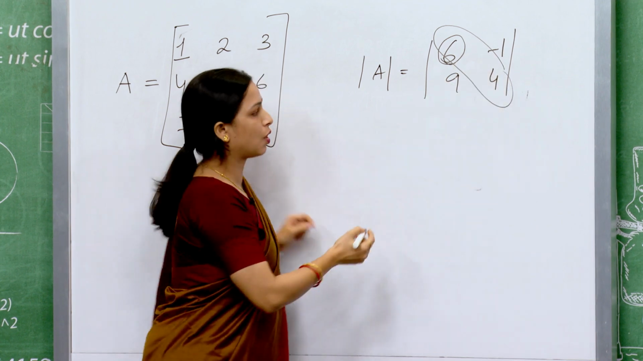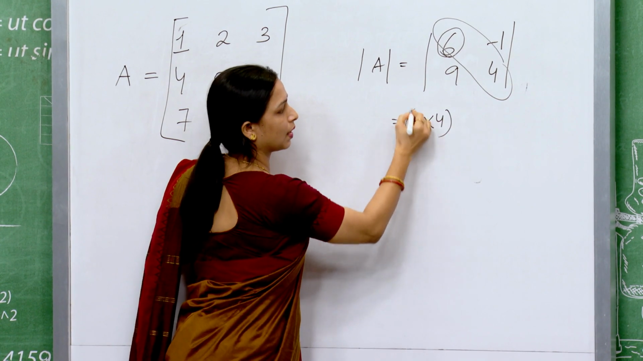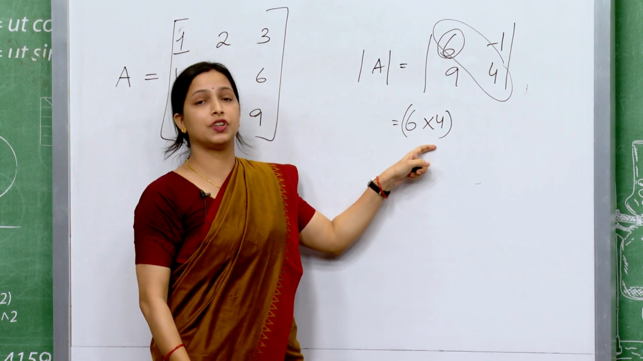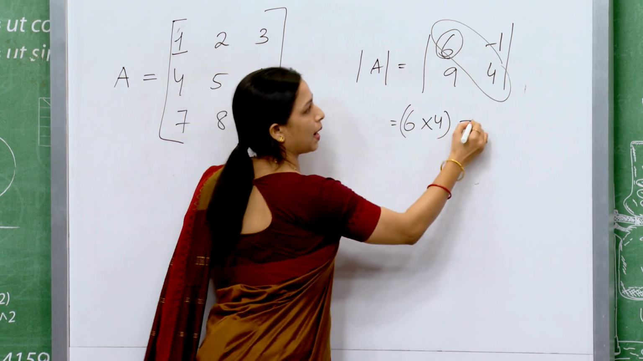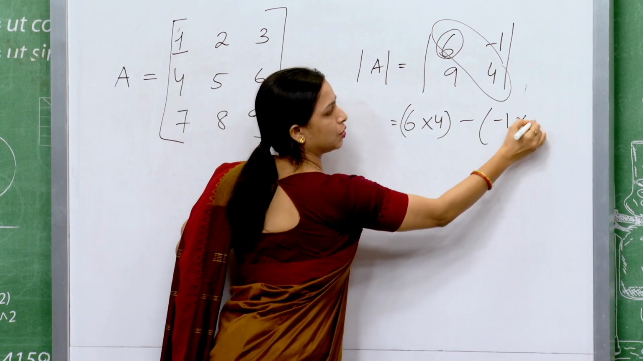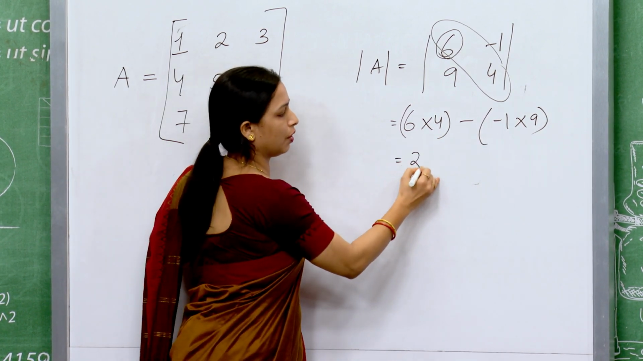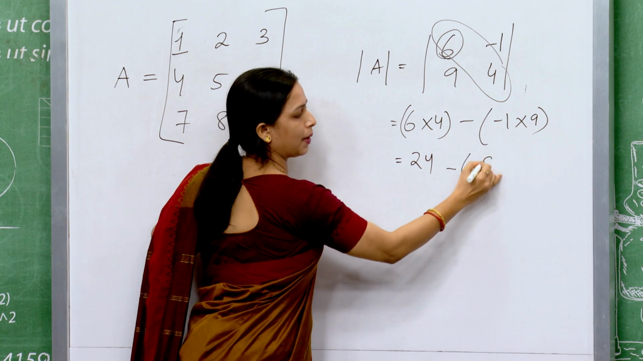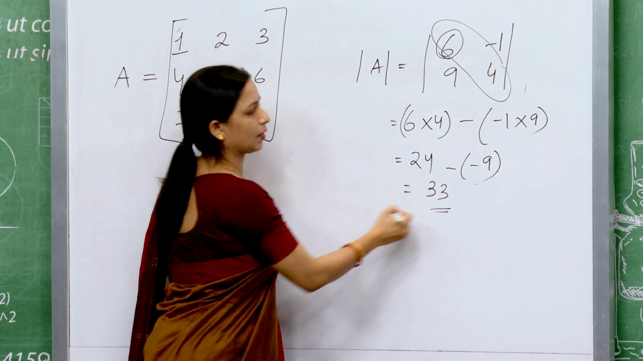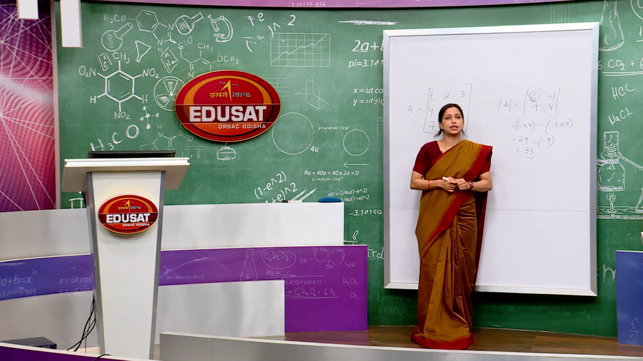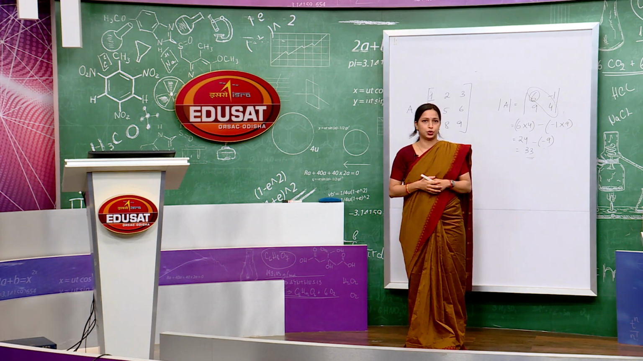So 6 and 4. So we take the product of 6 into 4 and therefrom we subtract the product of the opposite diagonal, right. So minus 1 into 9, right. So then we find out the product. So this is 24 and this is minus 9. So when we add it up it becomes 33, right. So this is how we find out the determinant of a matrix of order 2, right.